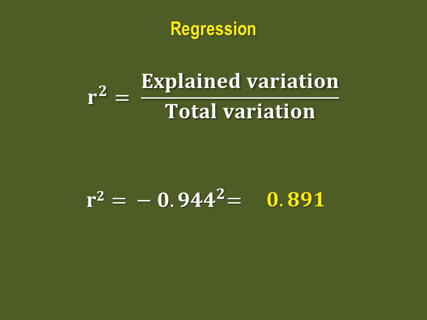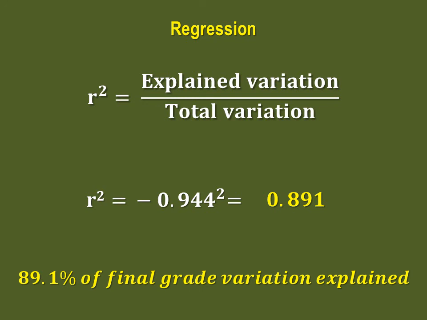This means that 89.1% of the variation in grades obtained is explained by the variation in the number of classes missed. This also means that 10.9% of the variation is explained by something else. By what, though? Is it the amount of time studied? Is it simple intelligence? Now that's for the researchers and for us eventually to find out.